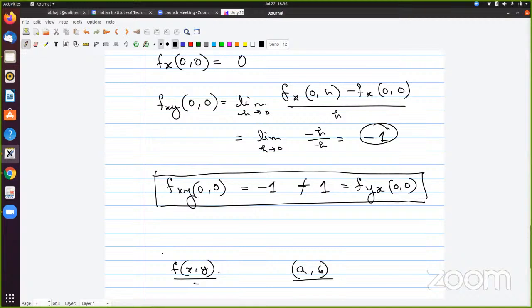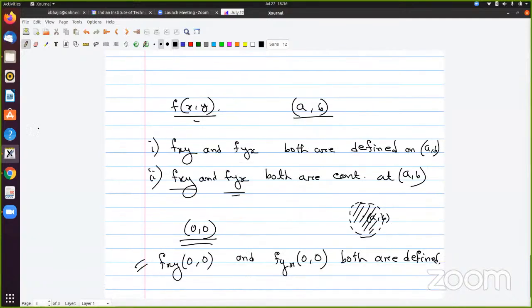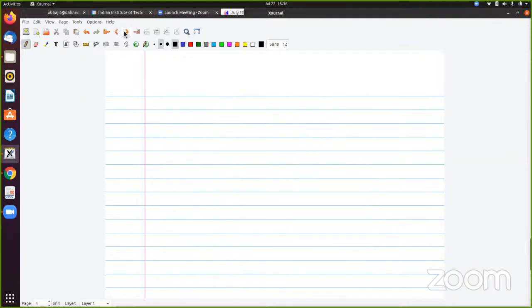The limits are different, no? But the limit may exist. If the limit exists, it means the function is continuous, but we need to know whether this function is continuous or not. Is fxy continuous? Sir, intuition is that this function is not continuous, because if it had been continuous, then Clairaut's theorem would have been satisfied.